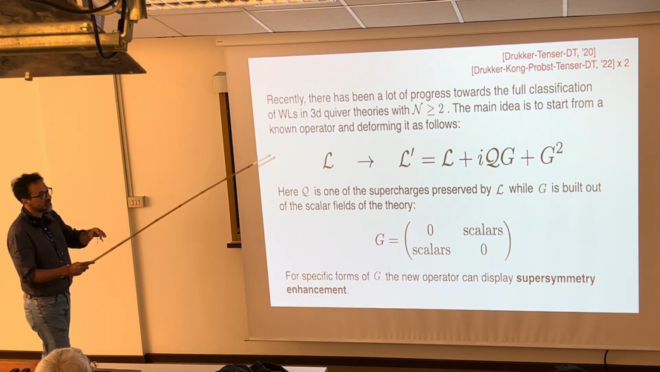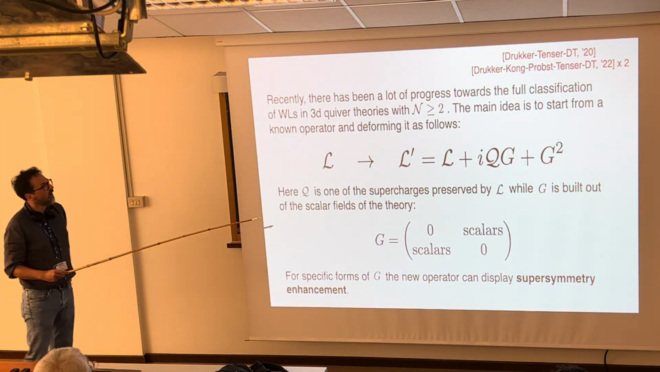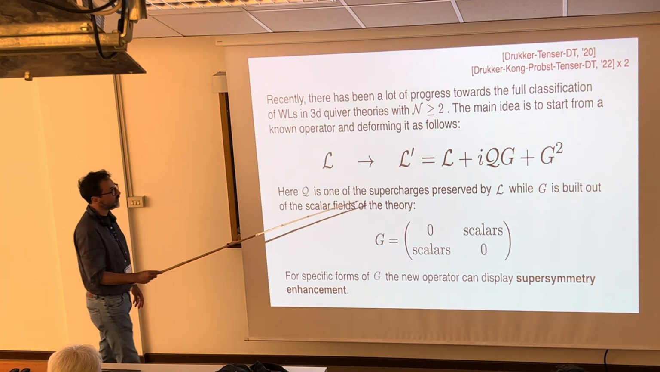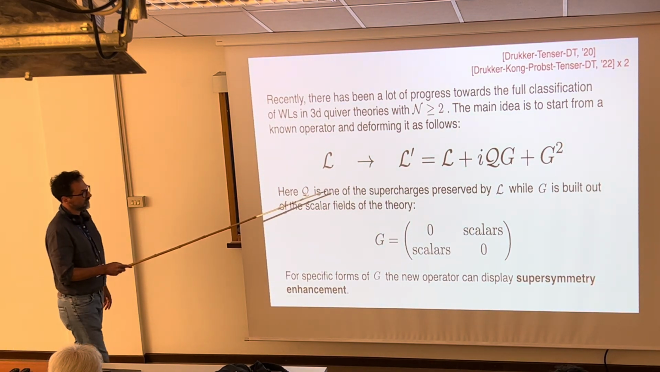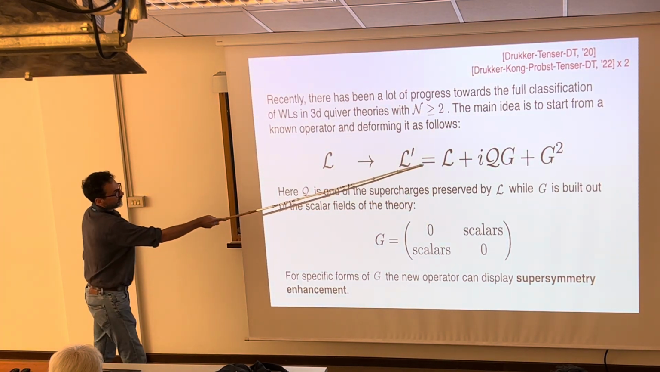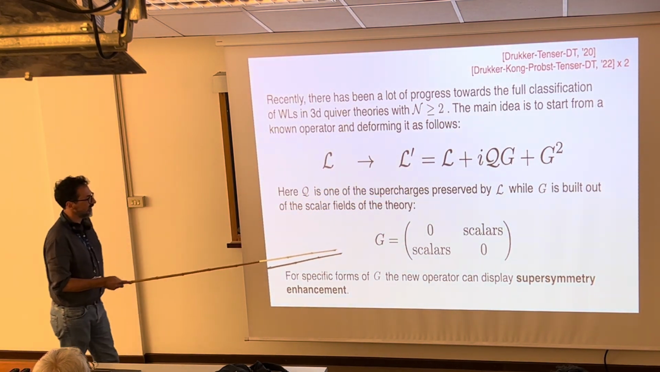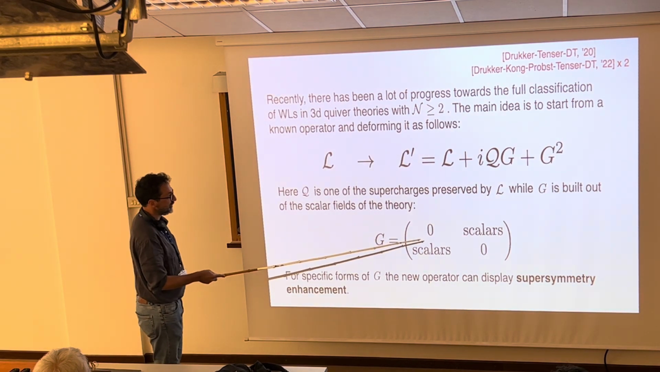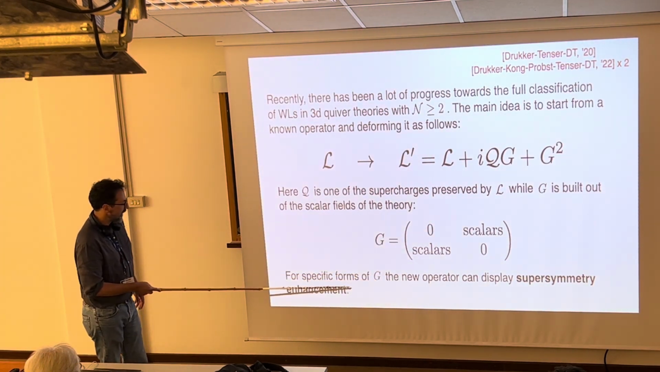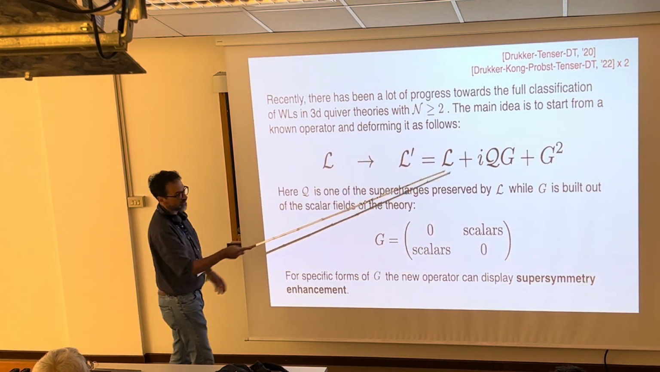So recently there's been lots of progress in trying to achieve a full classification, a full mapping of the moduli space of BPS Wilson loops in 3-dimensional quiver theories with N larger or equal than 2. And the main idea is to start with some known operator and deform it in this way, where Q is one of the supercharges preserved by the original operator, with some deformation that guarantees immediately BPSness. The deformation has this kind of structure, and for specific forms of this G, the new operator can display supersymmetry enhancement compared to the original one.